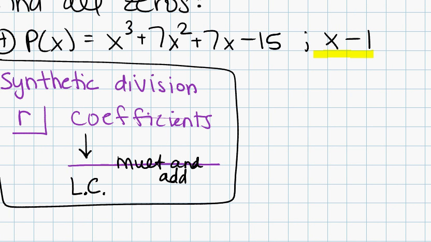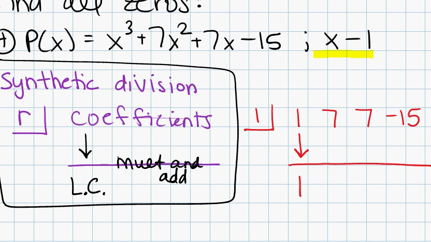So let's try. R is 1. So 1 goes over here. Our coefficients are 1, 7, 7, and negative 15. The leading coefficient drops below the line. We're going to take that number, the leading coefficient, times 1, the number in the box. 1 times 1 is 1. That new 1 is going to go underneath the 7. After multiplying, we add. 7 plus 1 is 8.